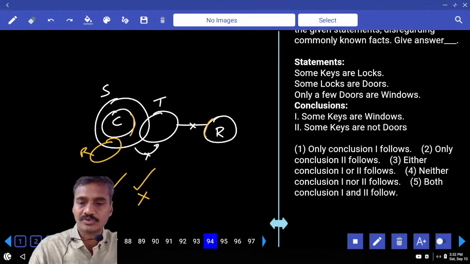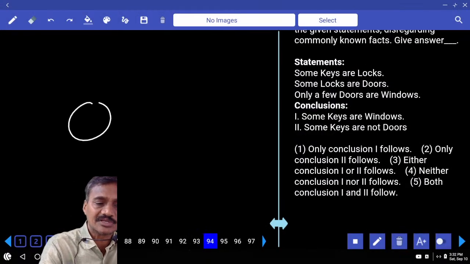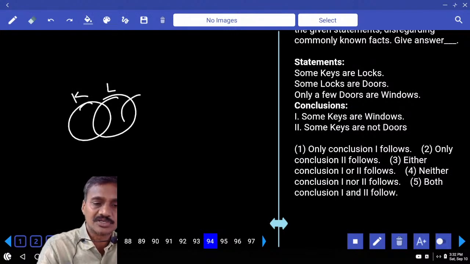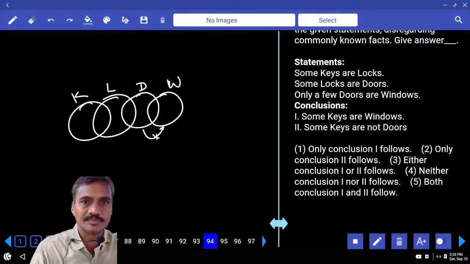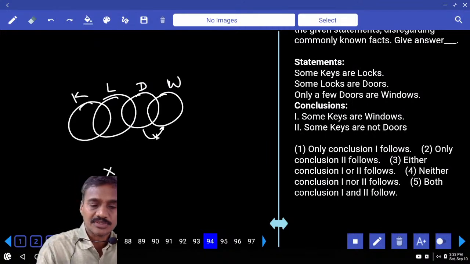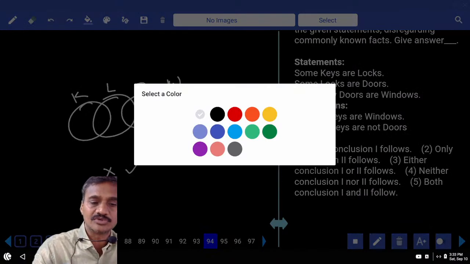Then 94, some of the keys are locks. These are the keys that are locks. And some locks are doors. And only a few doors are windows, only some of the doors, but not all. Some keys are windows, and that is false. Some keys are not doors, that is definitely true. Some keys are not doors means all keys are doors, we should say.